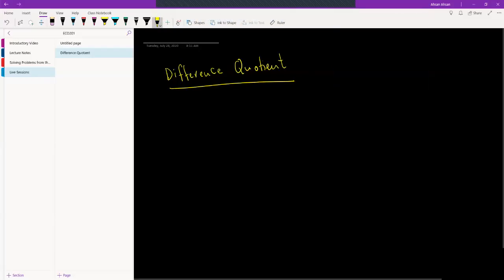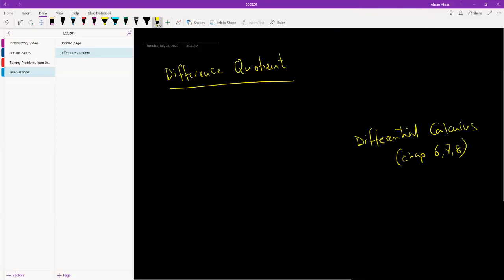Okay, so I'm going to talk about something called difference quotient. Of course, you guys have started looking into differential calculus by now, which is the next part of your syllabus. Let me just write this down. For differential calculus, you guys will be going through chapters 6, 7, and 8 from the book.